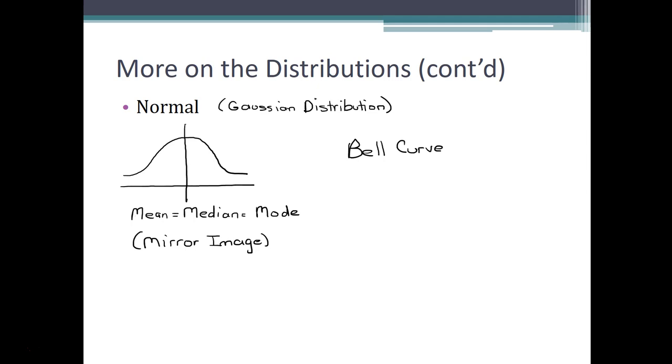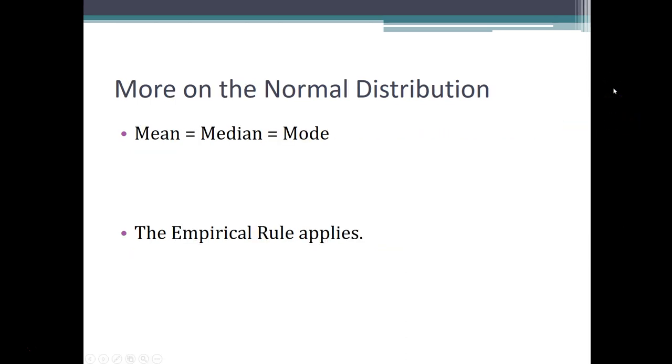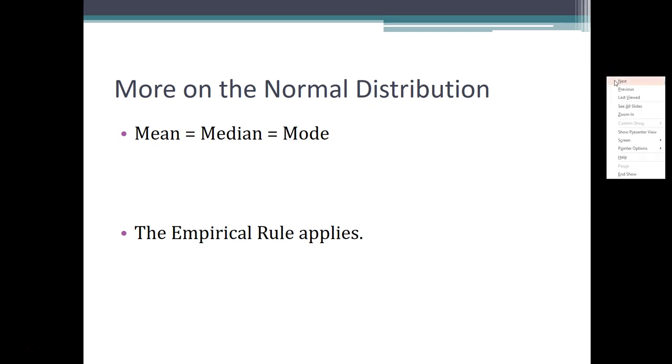Anyhow, so this normal curve, some things about it. The graph of the normal distribution is a normal or bell curve, which I just showed you. And the curve is symmetric about the mean. I just talked about that, normal or Gaussian distribution. The mean, median, and mode are equal. I just talked about that. And it's right there, smack down in the center. It's like that line of symmetry. And then something called the empirical rule applies. I haven't talked about that yet.